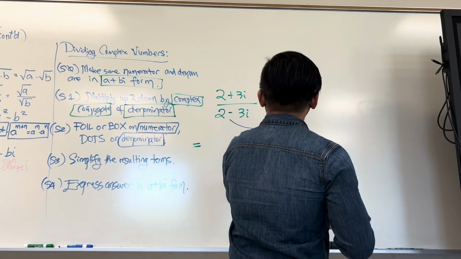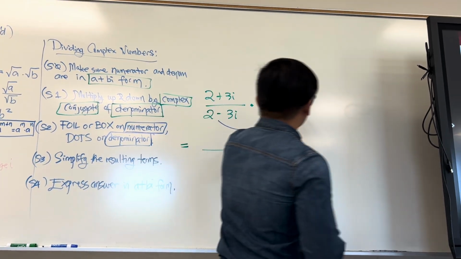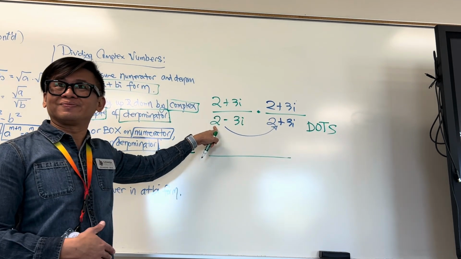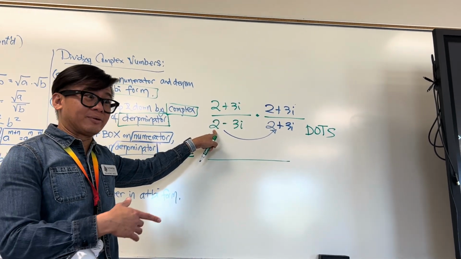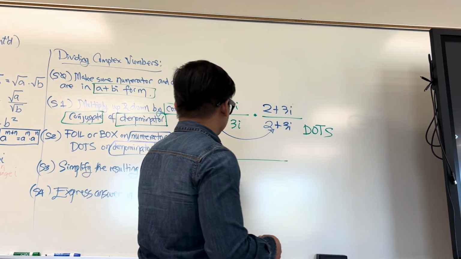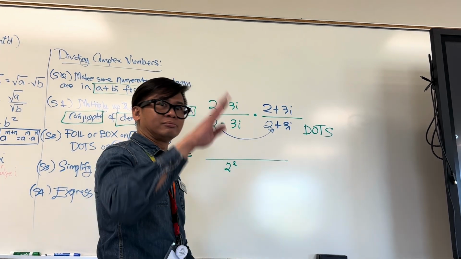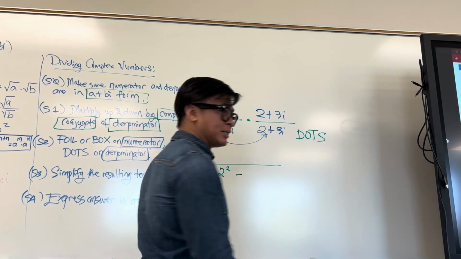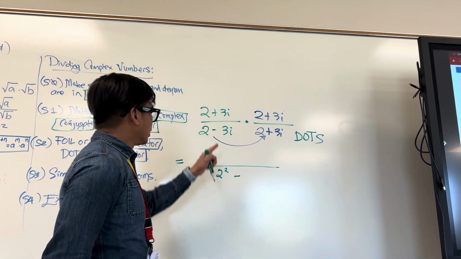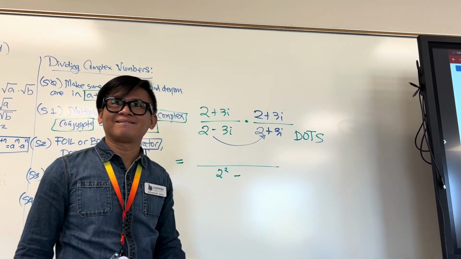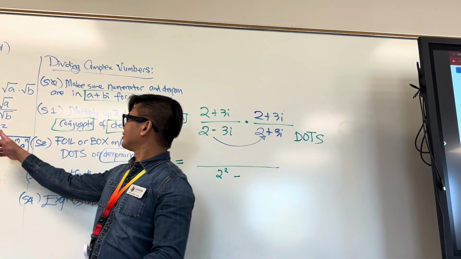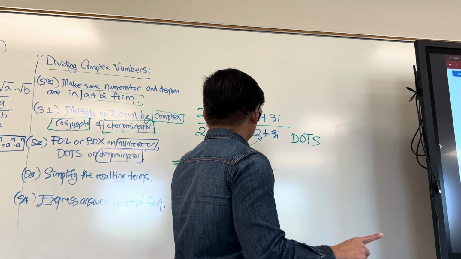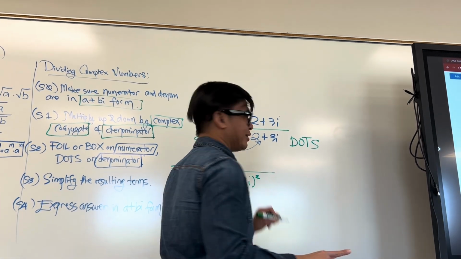So let's do the denominators first, right? So if we do DOTS on the denominator, right? What you're gonna do with the 2? Square it, right? Very good, Madeline. What's the square of 2? 4. Yeah, you can use your calculator for such. Very good. Minus, what you're gonna do with the 3i? Square it as well, right? So again, in here, 3i, square it as well.